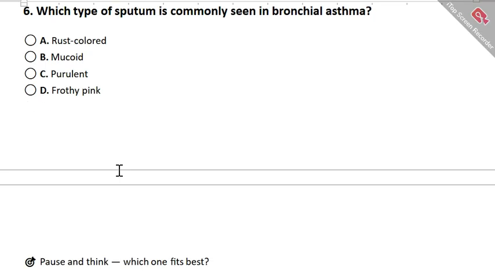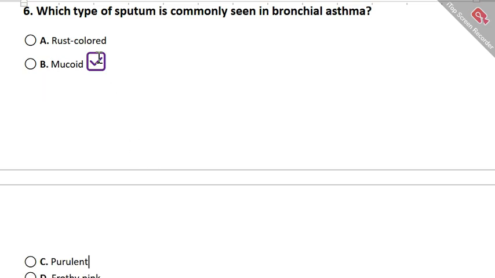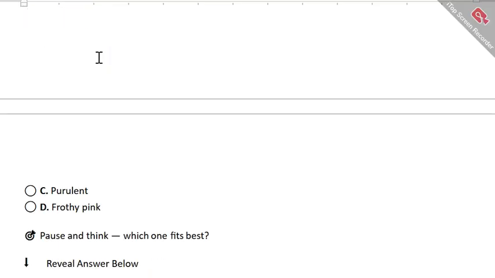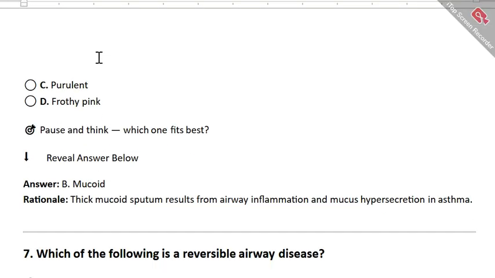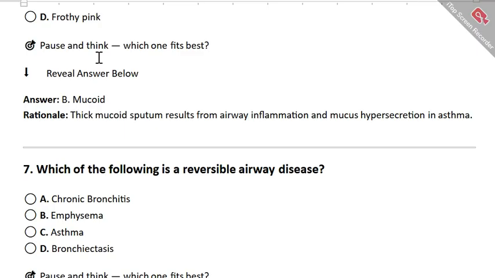Which type of sputum is commonly seen in bronchial asthma? The correct option is option B, mucoid. Move to the next question. This is question number 7.